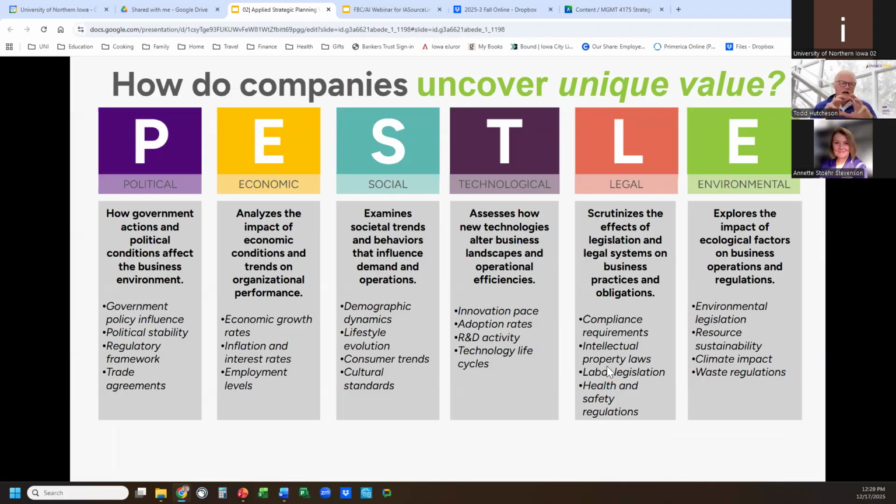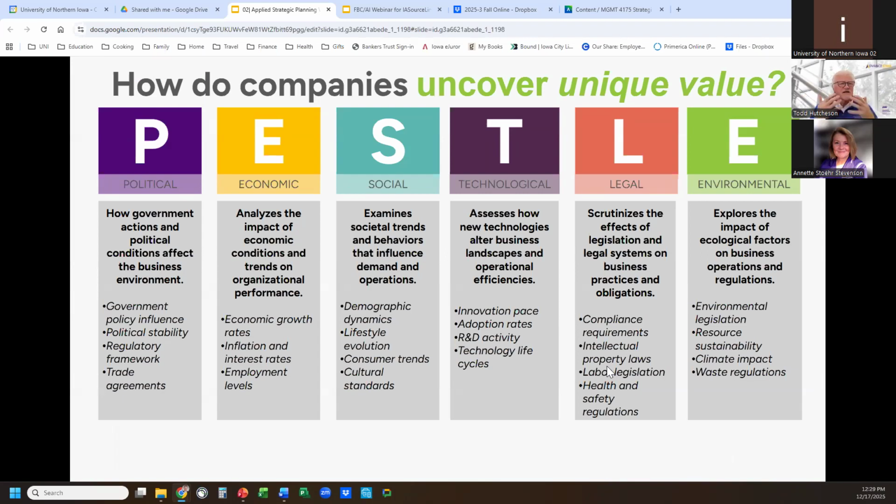So I go off and do some deep dives into what my political landscape looks like. What actions and political conditions affect my business or my organization's environment? What economic issues are out there? What trends are happening? What's happening to inflation, interest rates, employment levels? What social issues are out there, including demographic changes? We know we have an aging workforce, as an example. What does that mean to subsequent ages? What does that mean to business planning, succession planning, transition?